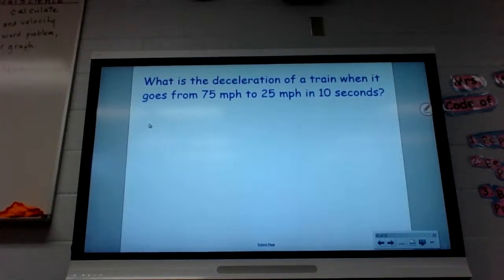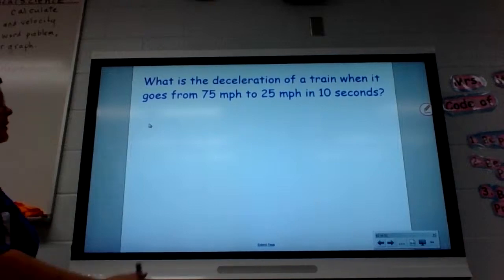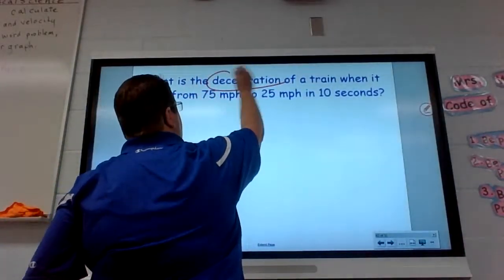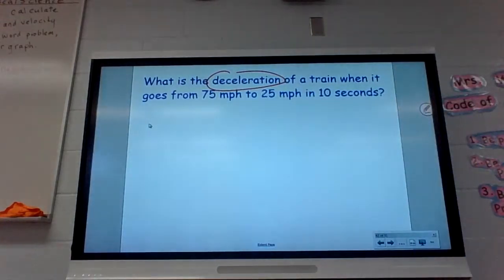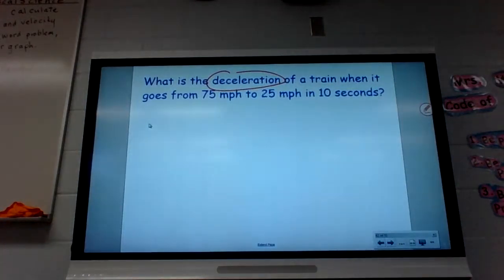Now, as you're writing, can anybody tell me what's different about this question? It's not accelerating, it's what? All right. Negative acceleration. This one says deceleration. That's what's going to make this one different. So it's 25 minus 10. So this one I have the negative.